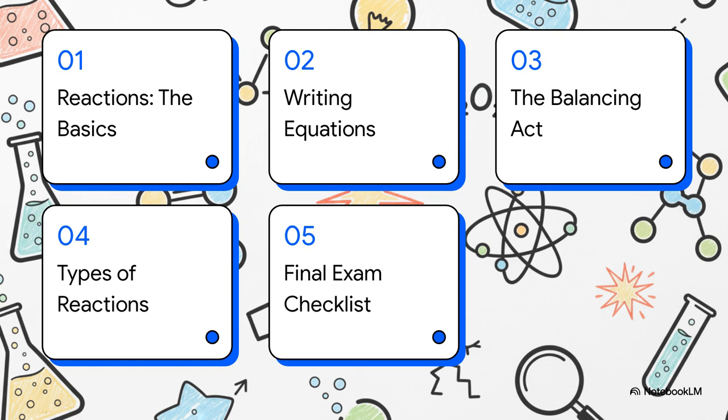Then we'll learn how to write them down using chemical equations. After that, we'll practice a very important skill, balancing those equations. Then we'll get into the different types of reactions. And finally, we'll wrap up with a handy checklist for your exam.